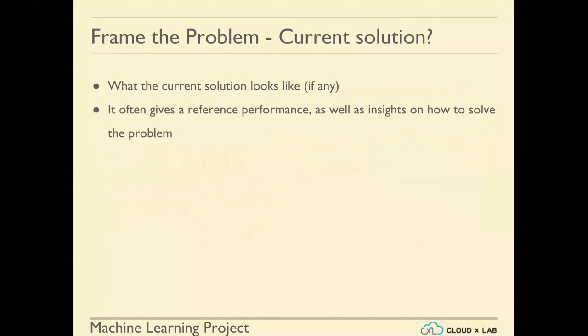The next thing that you must ask is the current solution. What is the current solution? The current solution, if any, often gives a reference performance as well as insights on how to solve the problem. So once you know that the current solution is giving this much error, then you will be able to target at least that much error, so that you have a baseline. As well, if you look at the current solution, it generally gives you more insights about solving the problem.